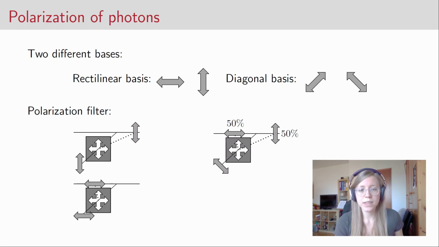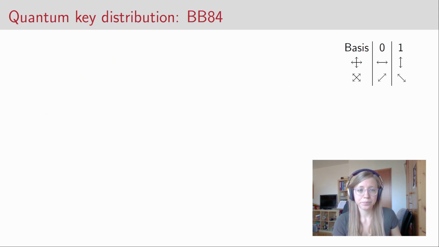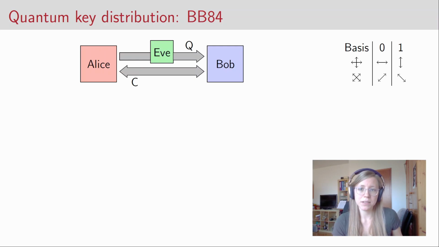Okay, with this in mind, we can now go on to the protocol. And first, we fix the encoding of our bits. So given the diagonal and the rectilinear basis, we choose for each of the bits 0 and 1 which polarized state corresponds to which bit.